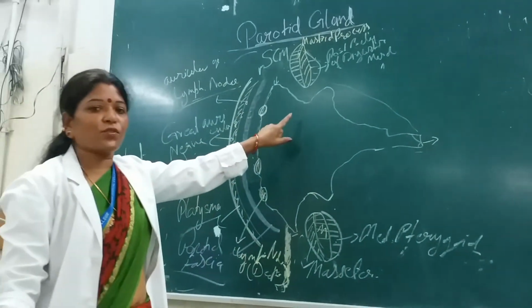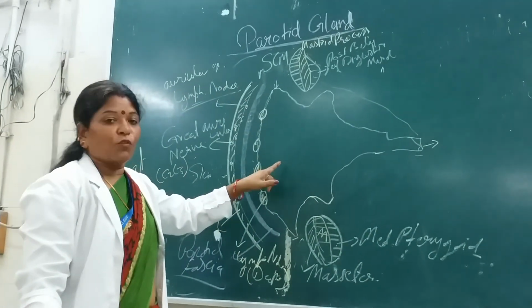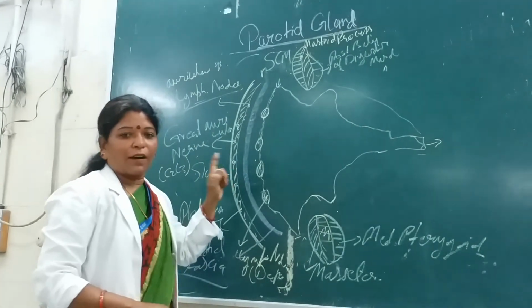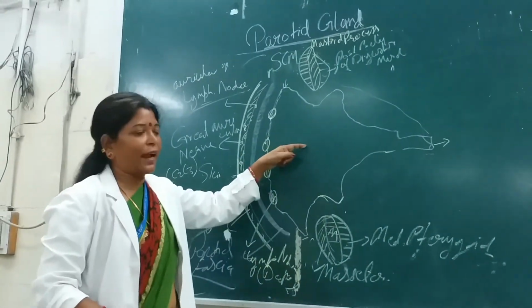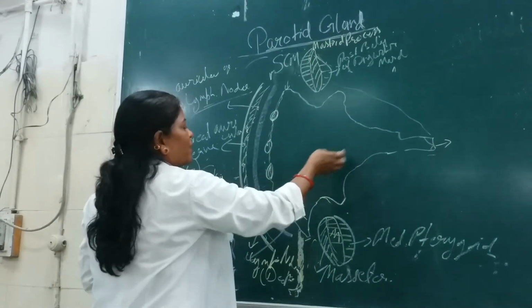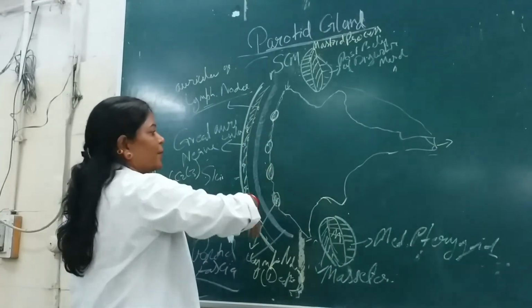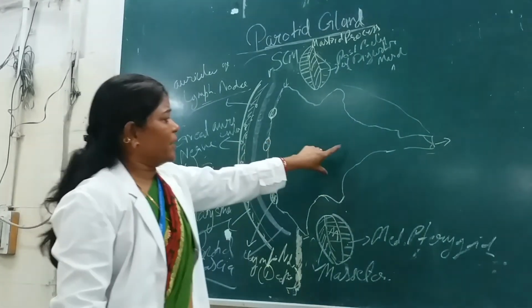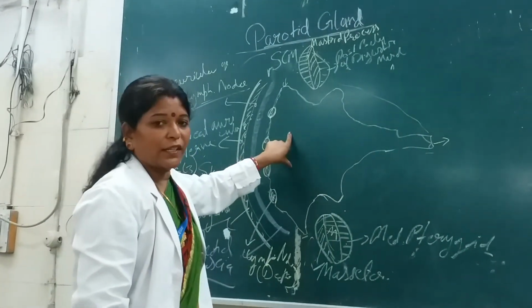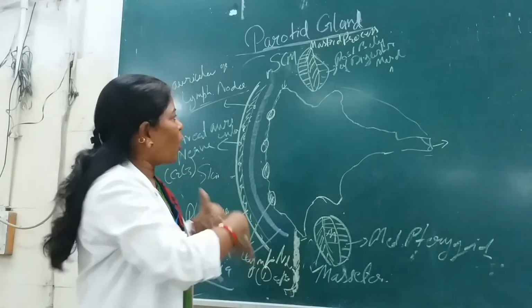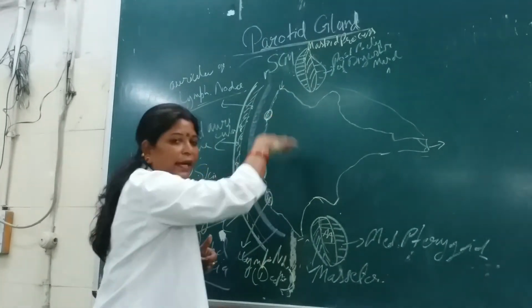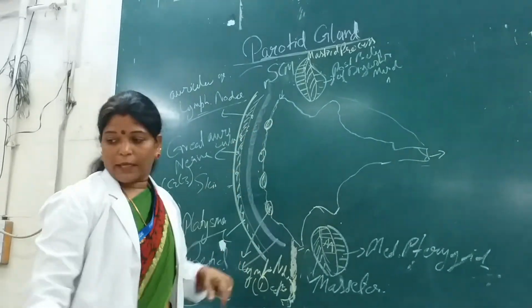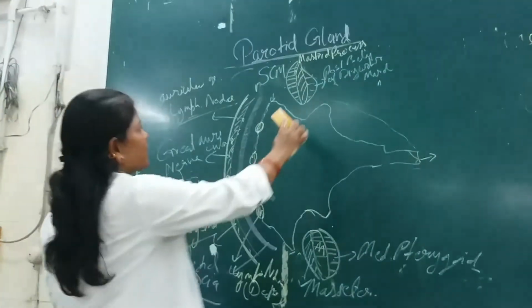The posteromedial relation is very important. Why? Because the contents of this parotid gland, the external carotid artery, the retromandibular vein and the facial nerve, enter through this surface to come inside the substance of the parotid gland. Isn't it? Okay. Now you will see where it is present.